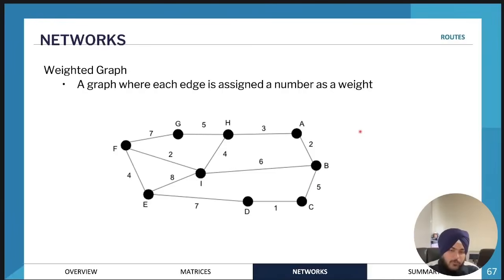Next, we're going to be looking at weighted graphs. Weighted graphs are essentially a network where each edge is assigned a weight or a value. And the weight can represent a lot of different things. It might represent distance, it might represent time, a lot of different possibilities. Most of the time it's going to be distance.